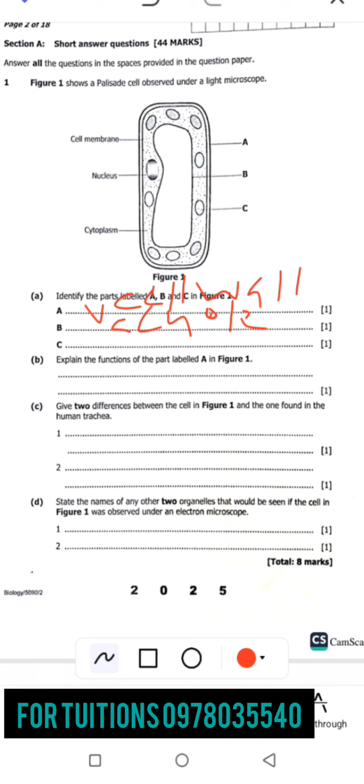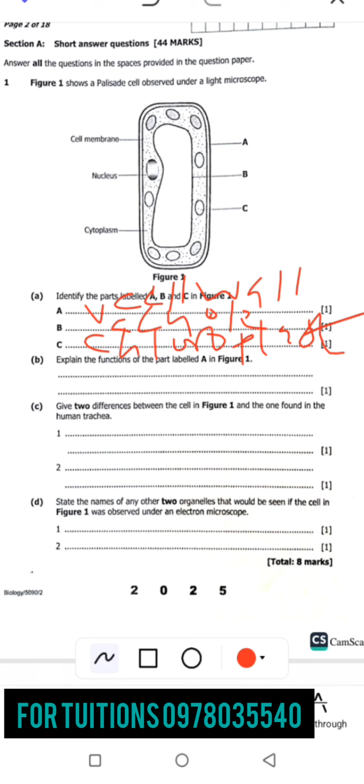All right, so then C is just a chloroplast. So C is chloroplast. Okay, these are the parts there.